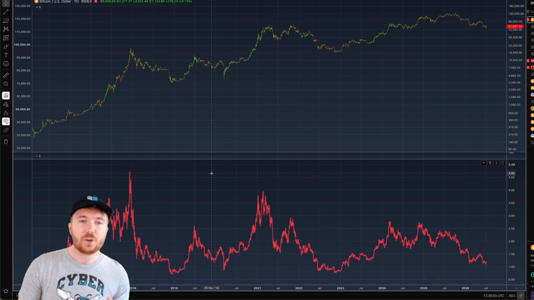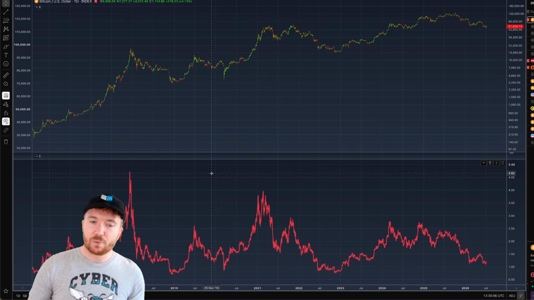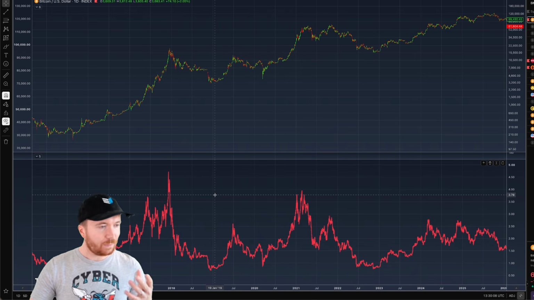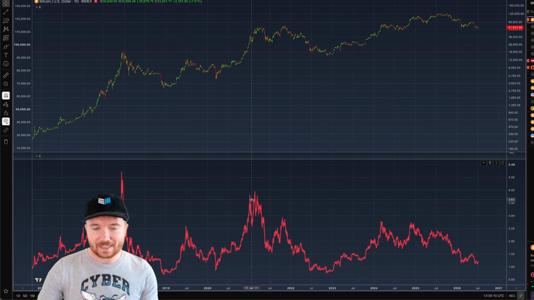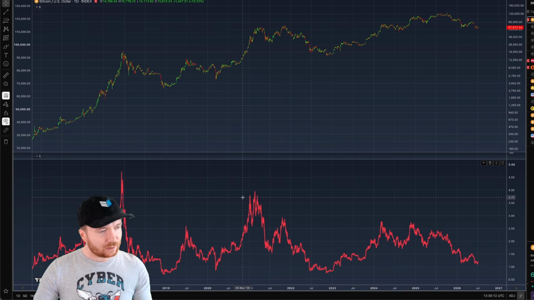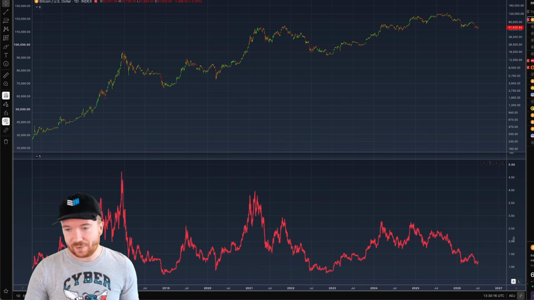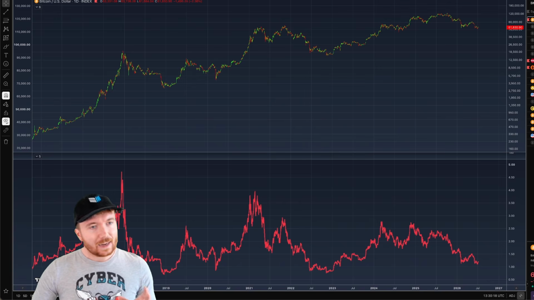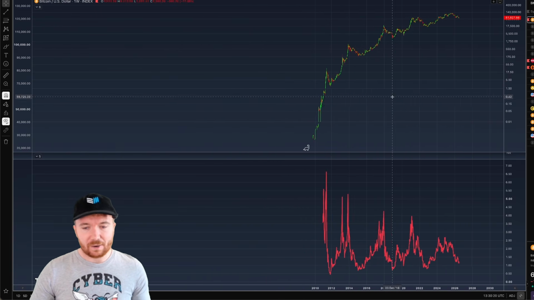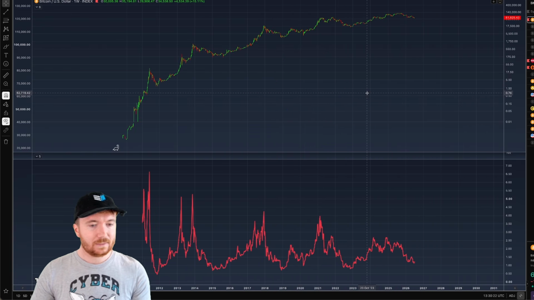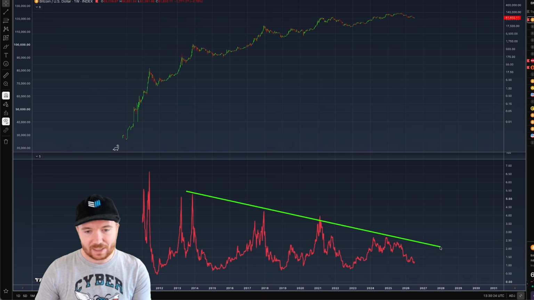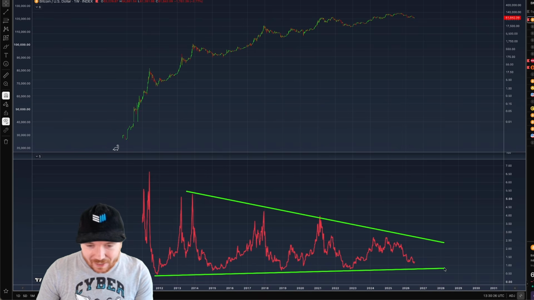So first and foremost, I thought it'd be best to look at this on a logarithmic scale. If you do have a Bitcoin Magazine Pro site subscription, you gain access to loads of TradingView indicators, including the MVRV Z-score, which I've just removed the Z-score. This is just the MVRV. And again, if we go to the weekly time frame, it's a bit clearer. On a linear scale, you can see this relationship, but it's not the clearest.